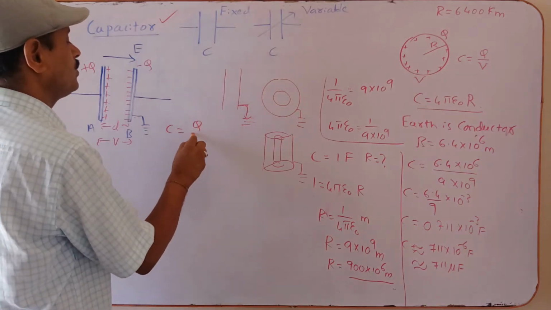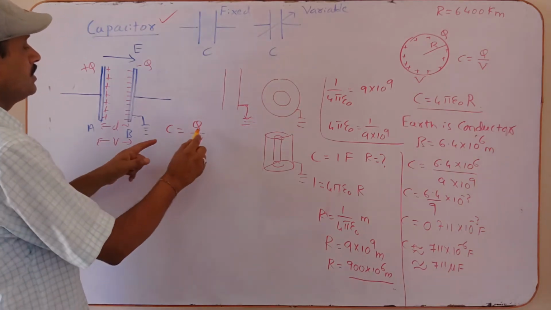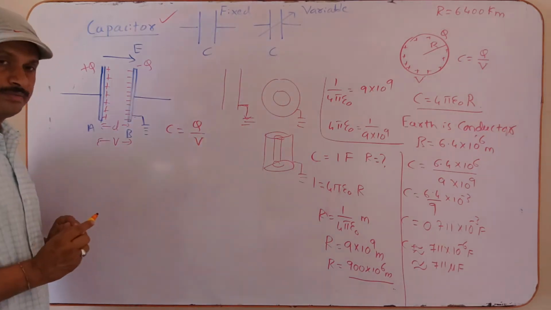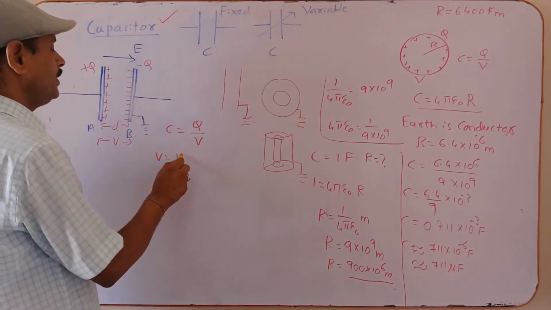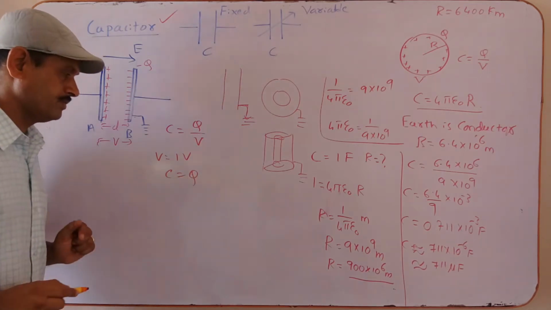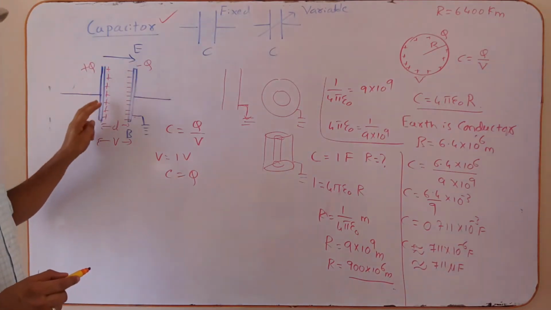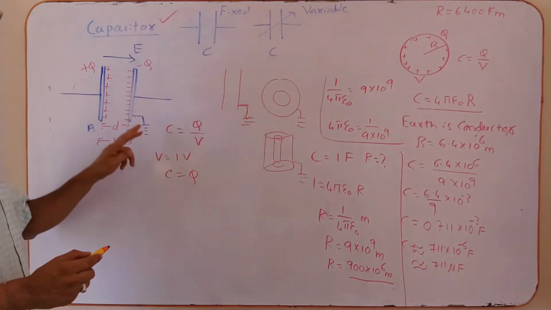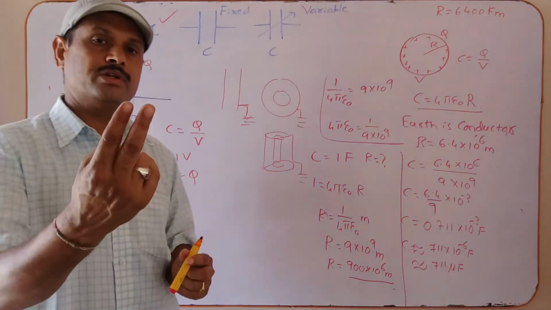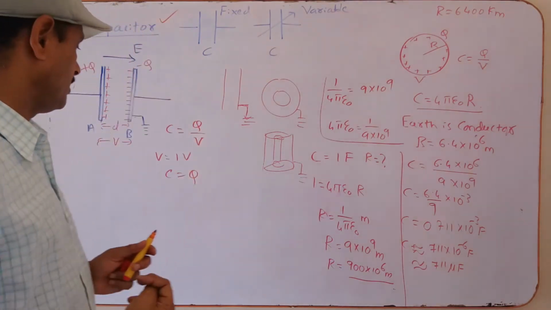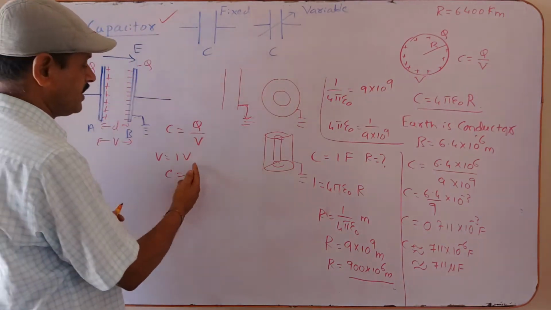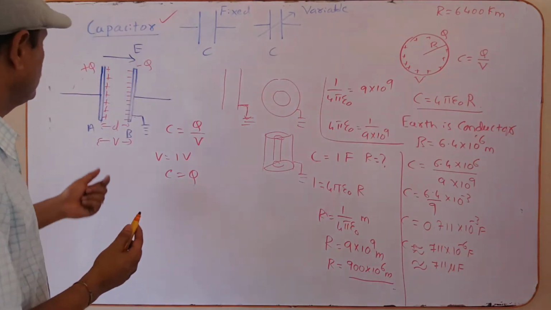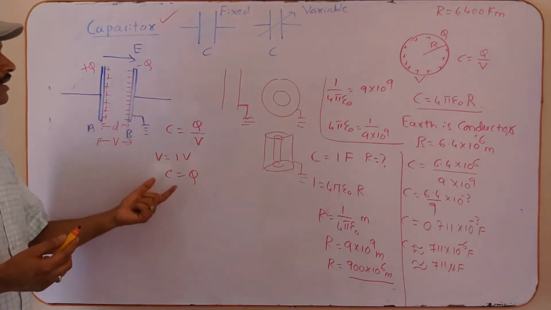ನಾವು C is equal to Q divided by V. ಏನಿದು, the magnitude of the charge on either plate of the capacitor divided by potential difference. ಹಾಗಾದ್ರೆ ಇಲ್ಲಿ V 1 volt ಇದ್ರೆ C is equal to Q. Now capacitance of the capacitor is defined as the amount of charge required to raise its potential difference between the two plates by 1 volt.